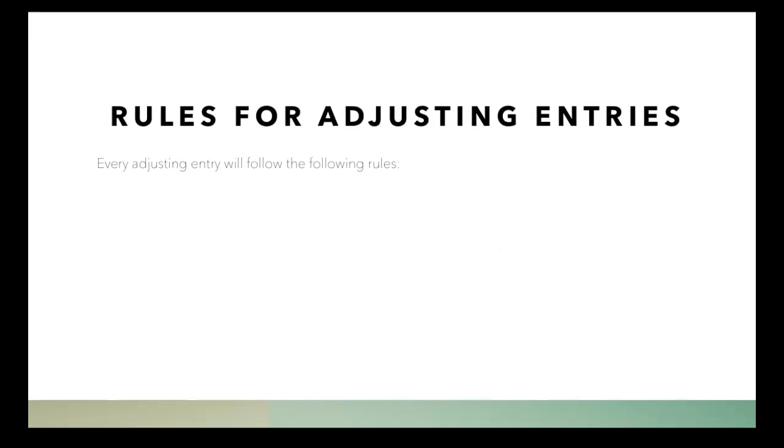Now, when we prepare these adjusting entries, there's a few different rules that we're going to want to follow. First, every single adjusting entry is going to have either a debit to an expense or a credit to a revenue. And that is guaranteed, right? So every single adjusting entry needs to have either an expense or a revenue.